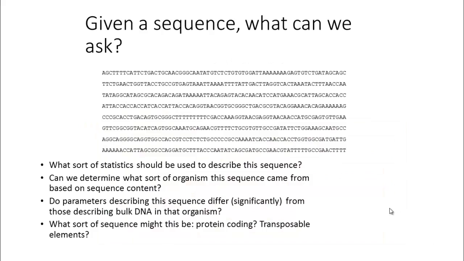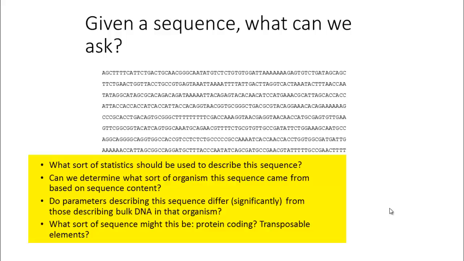Okay, so again, going deeper into statistics, I was telling you what the important things are. I picked up an example from a genome sequence. Can we tell anything by looking at the sequence? With human intervention, no. But we know that if we use statistics, we can do something good, or we can extract something significant from this sequence. So the question that arises in the mind is, what sort of statistics should be used to describe the sequence? Can we determine what sort of organism the sequence comes from based on the sequence content?